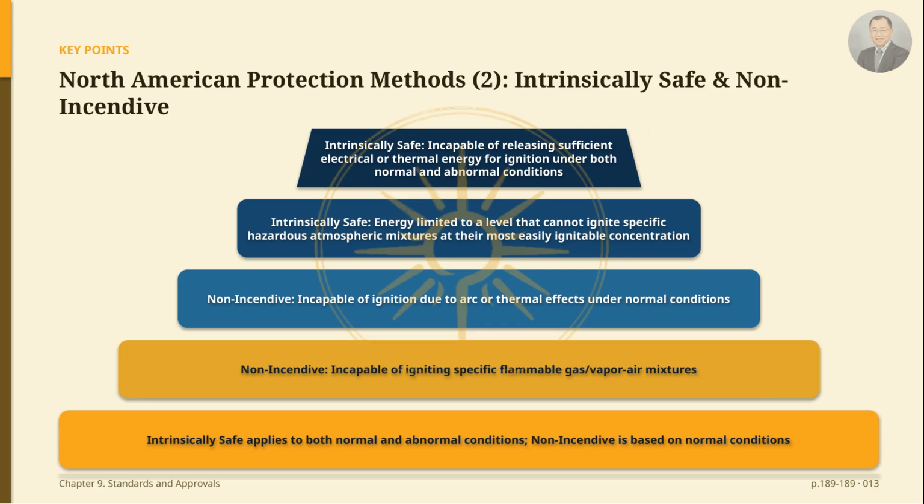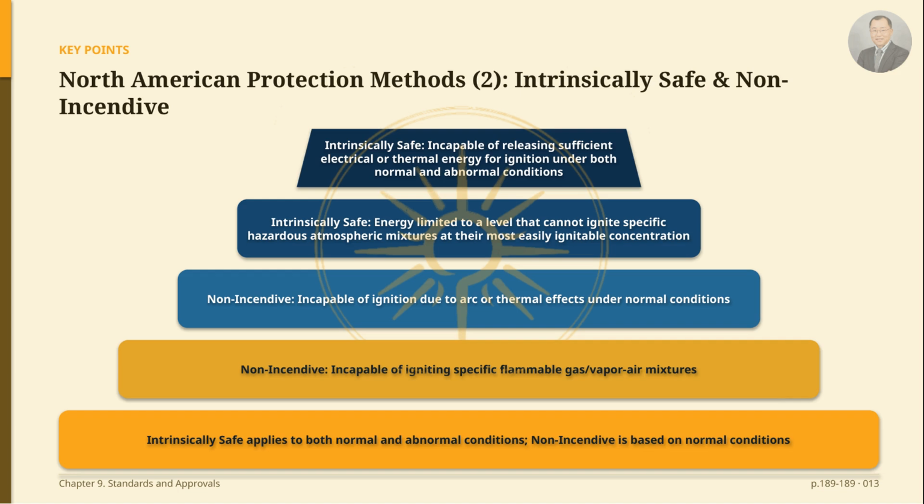Continuing with North American protection types, I would like to introduce intrinsically safe and non-incendive protection. Intrinsically safe protection is a type where electrical equipment, under both normal and abnormal conditions, is incapable of releasing sufficient electrical or thermal energy to cause ignition of a specific hazardous atmospheric mixture in its most easily ignitable concentration.